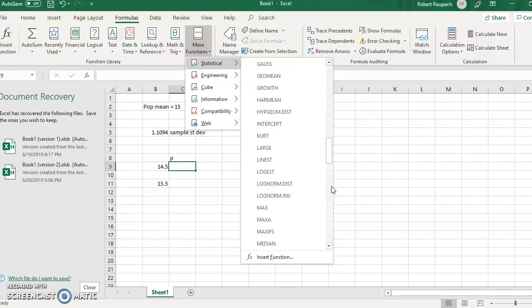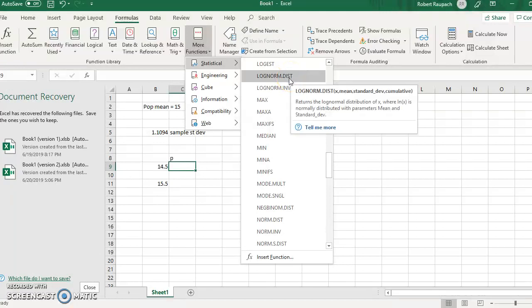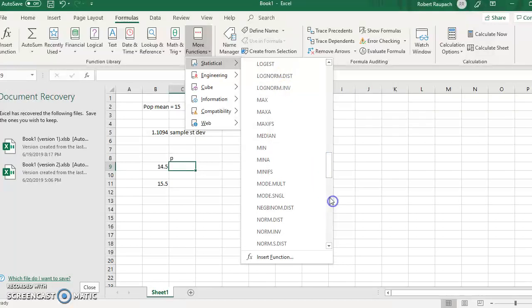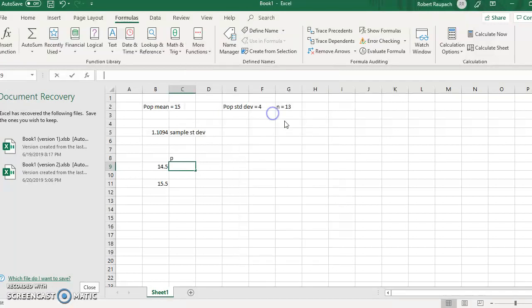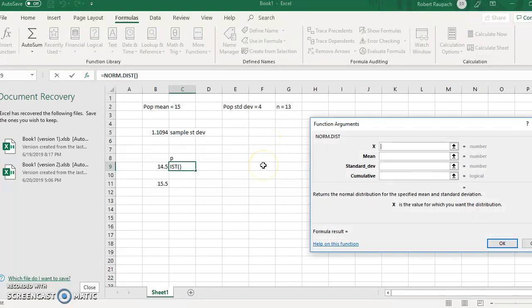I put that in an email to you guys, or I'm going to if I haven't. So norm dist, there it is. Now the X value, here's the X value. We're evaluating 14.5, so that goes in here. The mean is right there, that's 15. For the standard deviation, we're using the standard deviation of the sample that we already calculated.